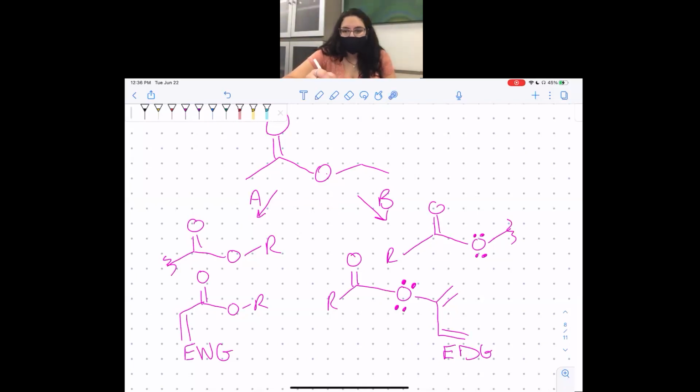I want to mention, before someone asks, yes, the resonance does go this way. However, it can also go that way. So it's not a strong donating group, but about 50% of the time it could donate into the diene. Sometimes it'll go towards the double bond. So it could go either way. So for that reason, it is a donating group.